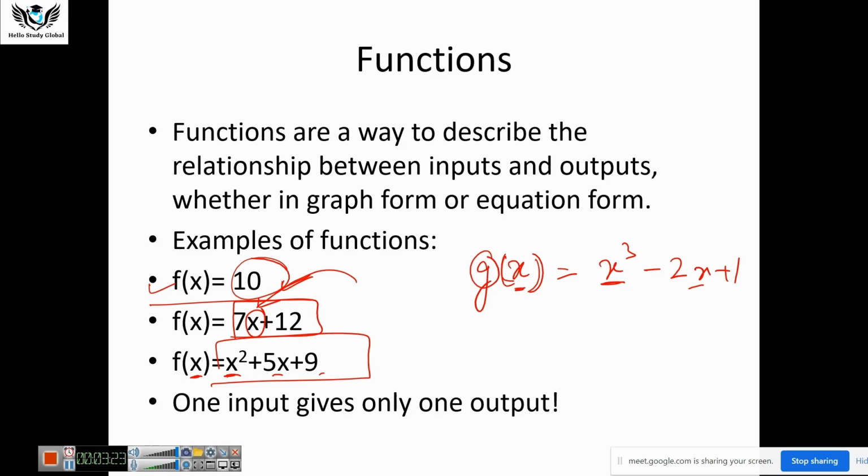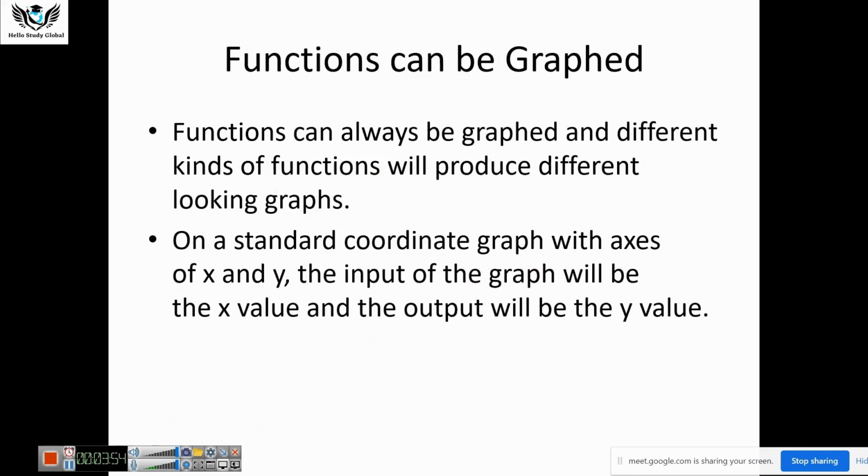Another important characteristic of a function is that it can be graphed. We can create a graph of every function, right? Yet another important property of a function is that it gives only one output. For every input you will get only one output. So this is an important criterion. If any expression or equation is giving you two outputs, then it is not a function.